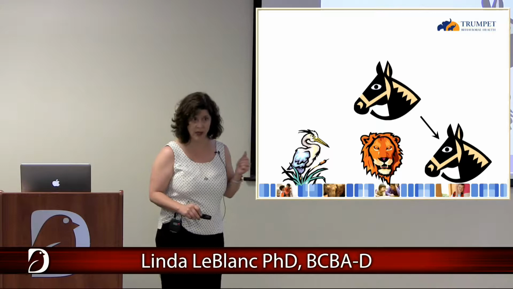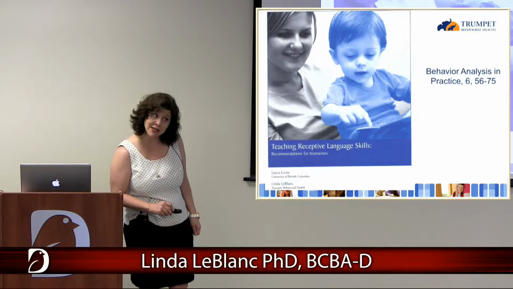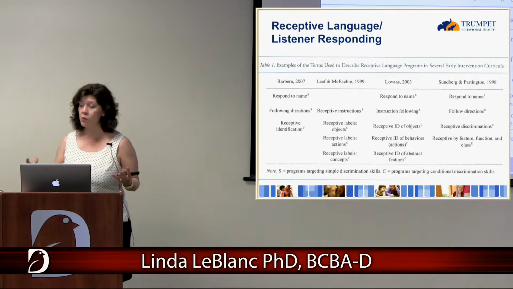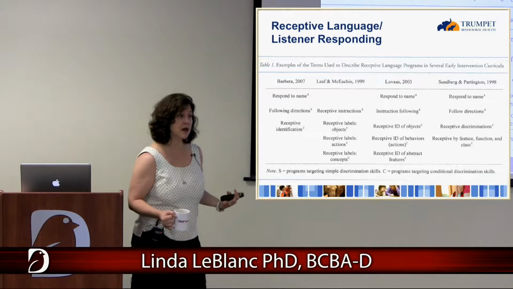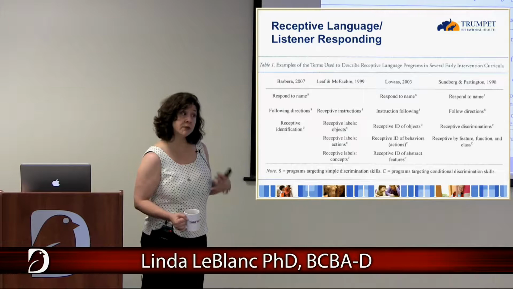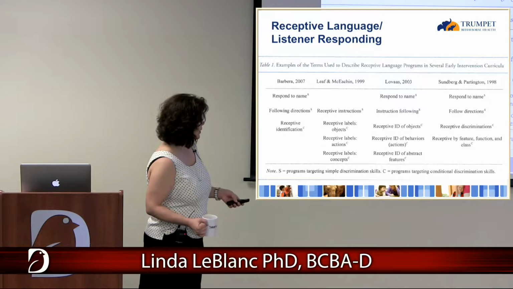So this is the paper. As I said, it's available for download. This was published in volume 6 of Behavior Analysis in Practice and covers the material that we're about to go through. So when we talk about receptive language, depending on the framework with which you do your instruction, if you follow a verbal behavior framework like Barbera or Sundberg and Partington, you may use certain kinds of names for your programs. Things like receptive discriminations, receptive identification, receptive by feature, function, and class. A lot of times receptive language is also referred to as listener responding within that framework. Leaf and McEachin and Lovaas 2003 are UCLA model programming. They use slightly different names for their programs, things like receptive labels, receptive ID.